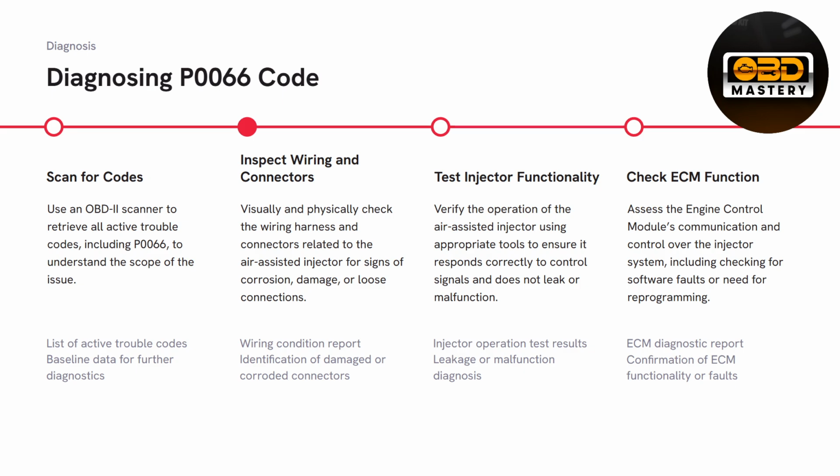So moving on, diagnosing the P0066 code, you're going to want to scan for codes, all right? Use an OBD2 scanner to do a diagnostic. Inspect wiring connectors, so any frayed, corroded wiring is best to be visually inspected. Test injector functionality, which is to verify the operation of the air-assisted injector using appropriate tools to ensure it responds correctly to control signals and does not leak or malfunction. Assess the ECM communication and control over the injector system, including checking for software faults or need for programming.